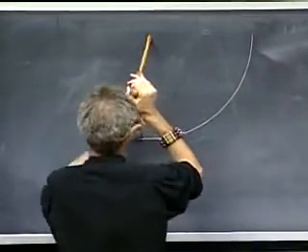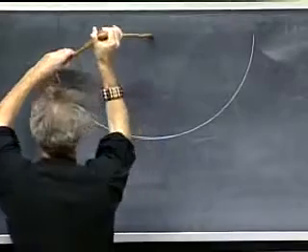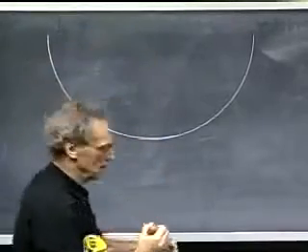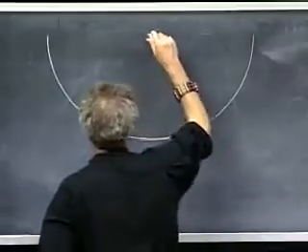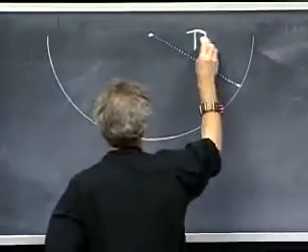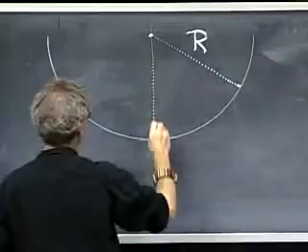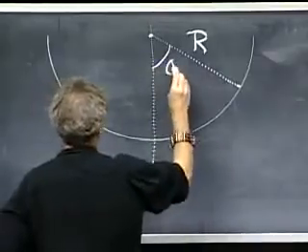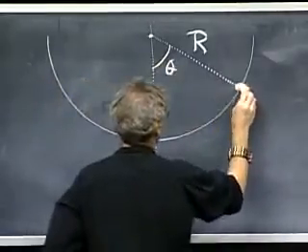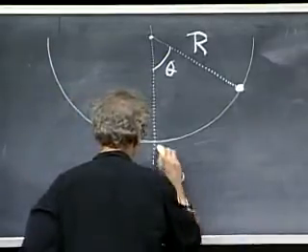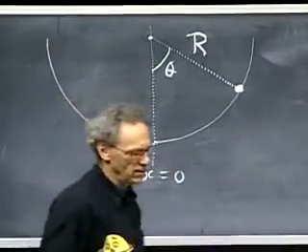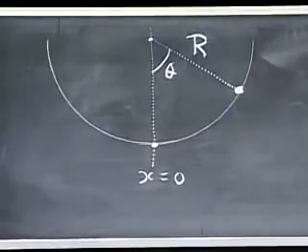Make it, that's the track. And the track has a radius r. And at this moment in time, the angle equals theta, and here is the object. I call this x equals 0. That is also, of course, where theta equals 0.